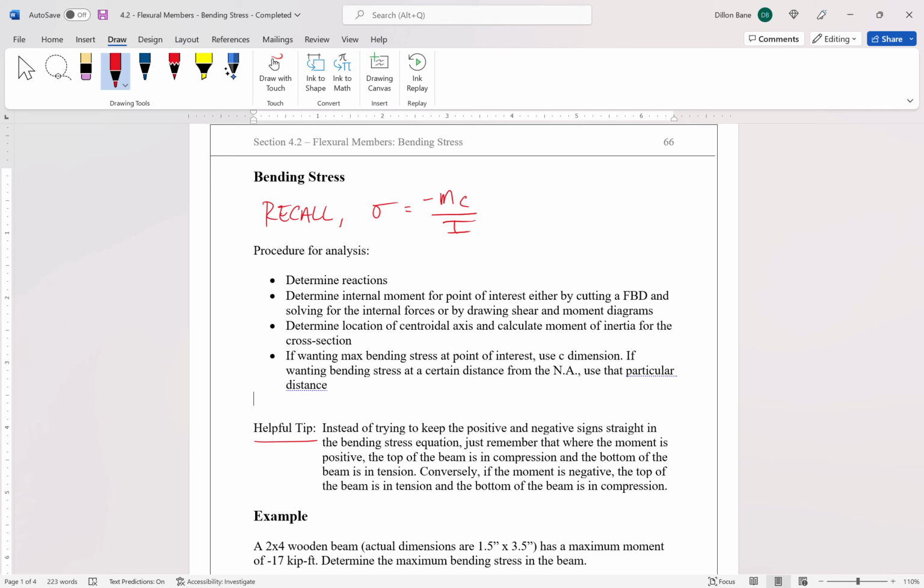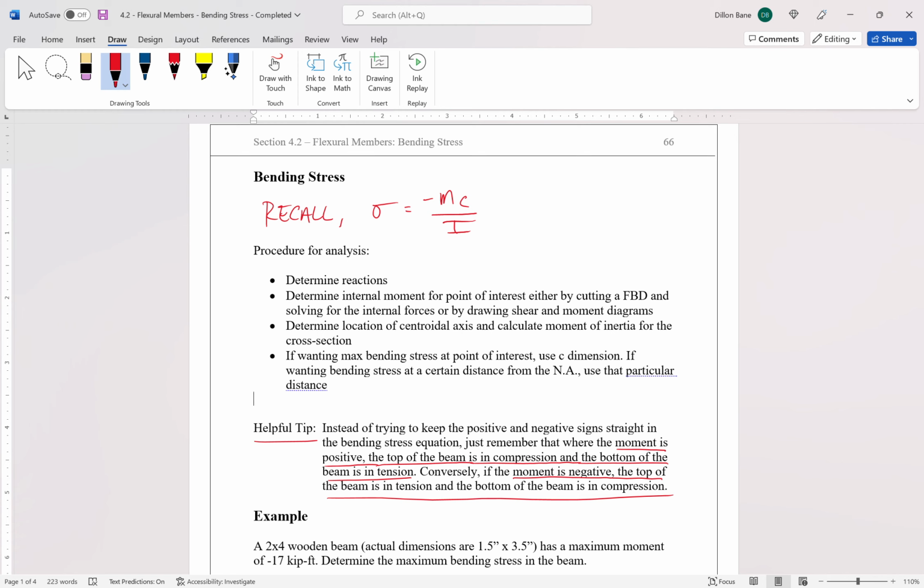And what those things have to do with the moment is that where the moment is positive, that is smiley face bending. So if the moment is positive, we have compression on top and tension on the bottom. And conversely, if the moment is negative, that location on the beam is frowny face bending. Okay, so just remember that.